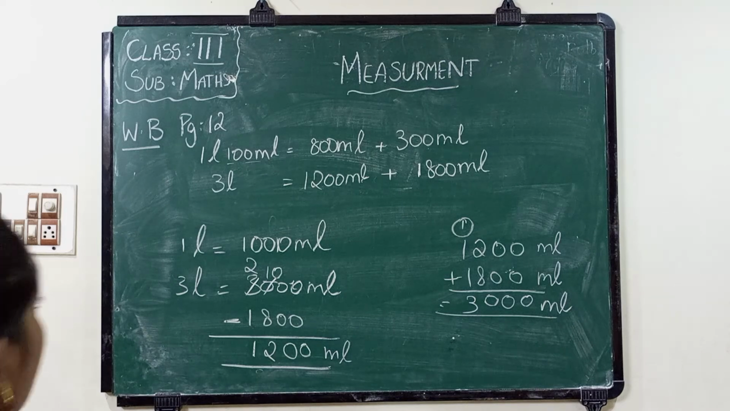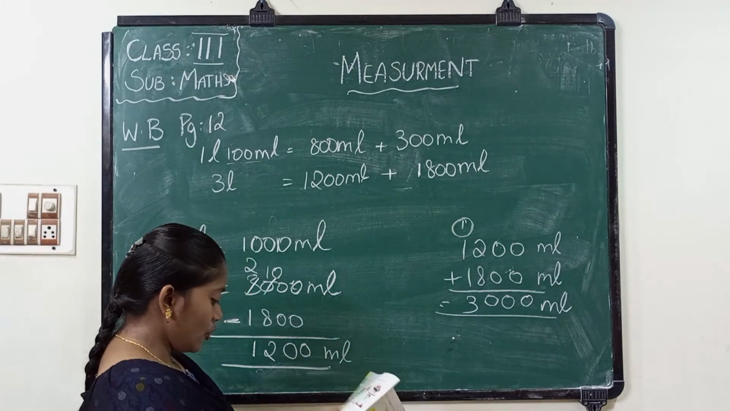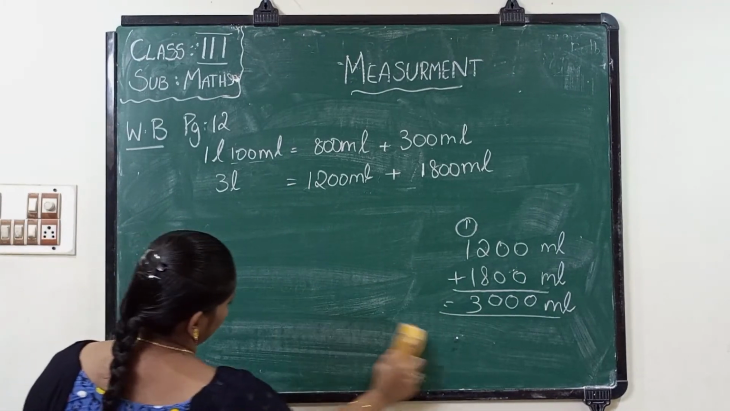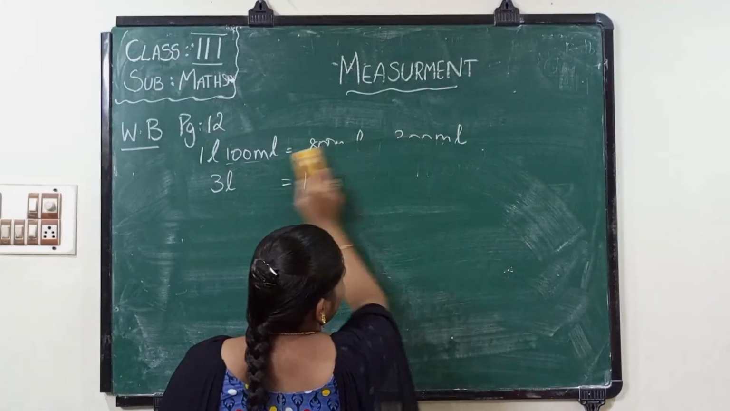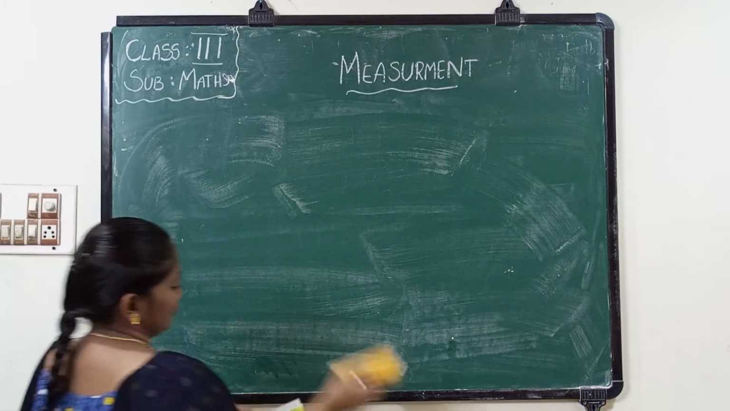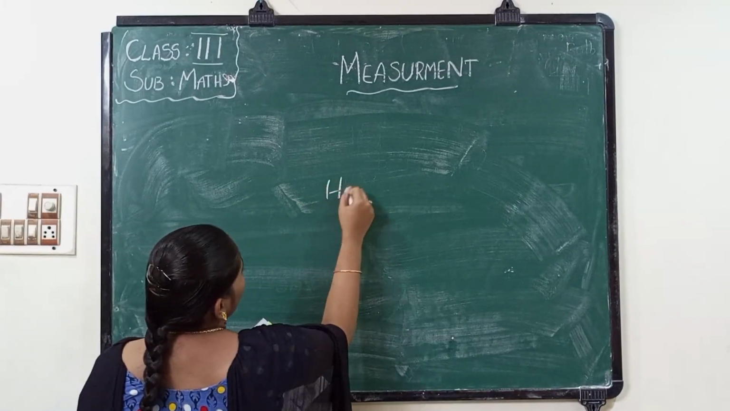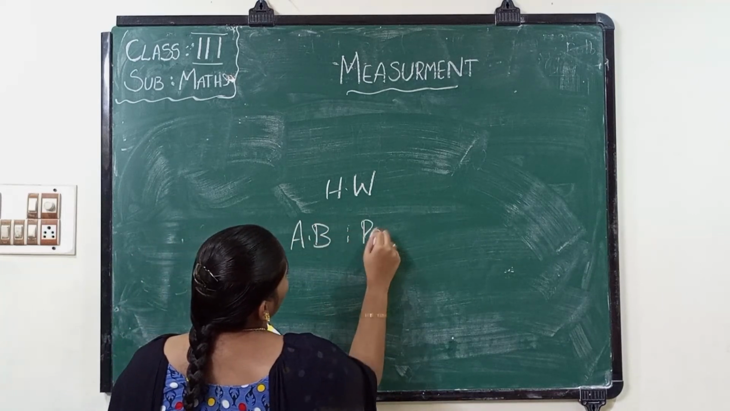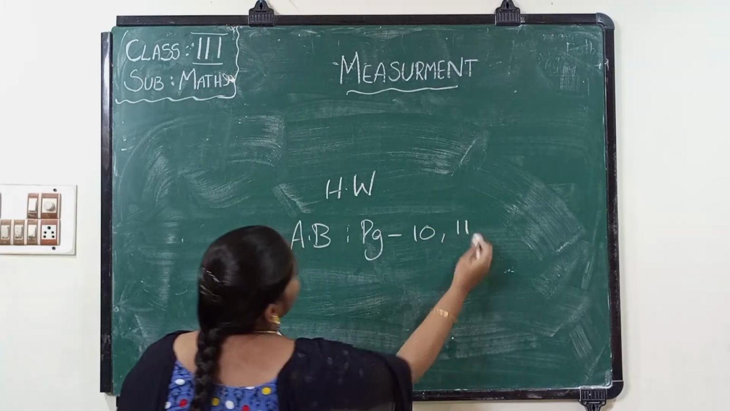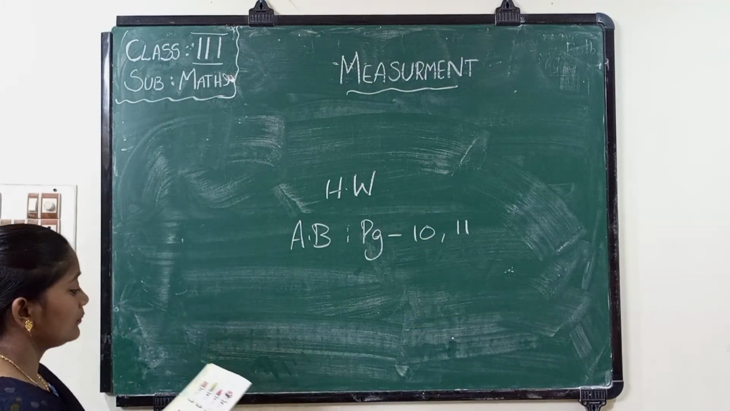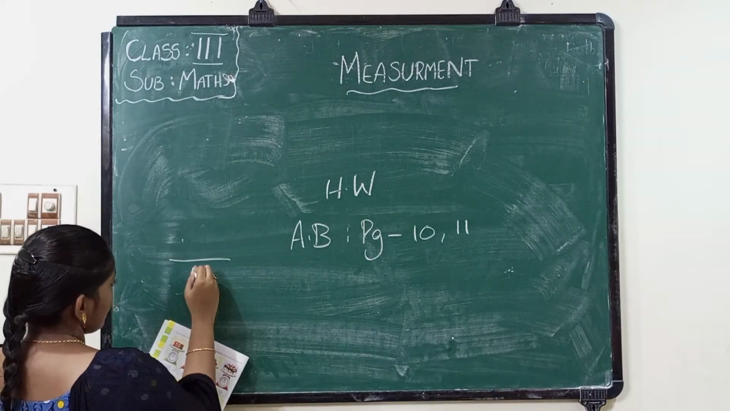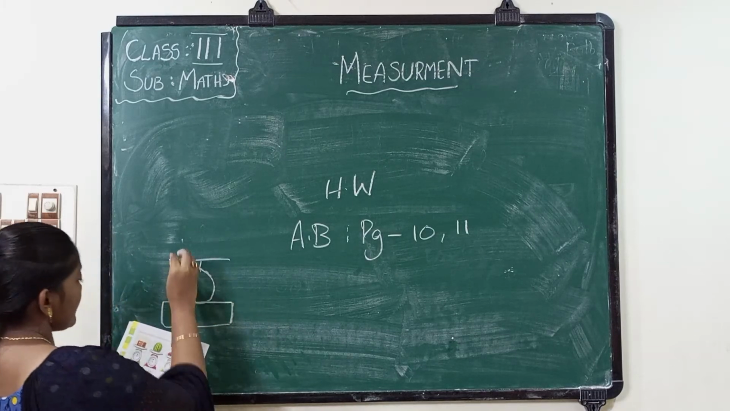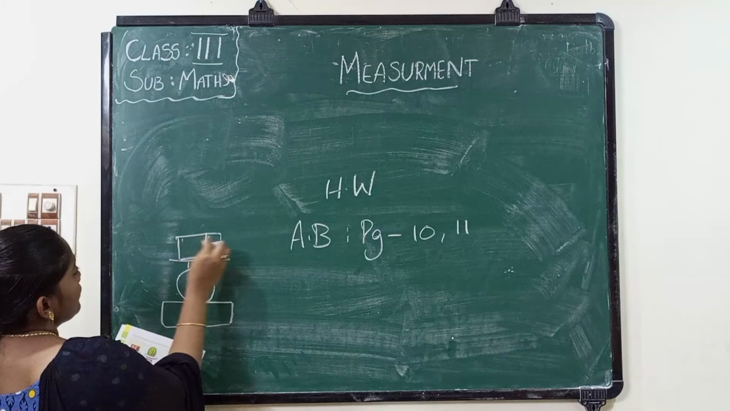And first, today's class, our maths home task: all of you take out your maths activity book. Home task is from the PACE activity book, page 10 and 11. In page 10 I am explaining one example about the weight, and we have to write the weight here. First they place one chocolate here.